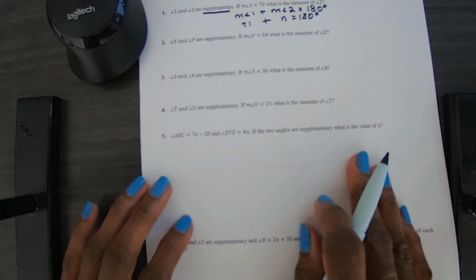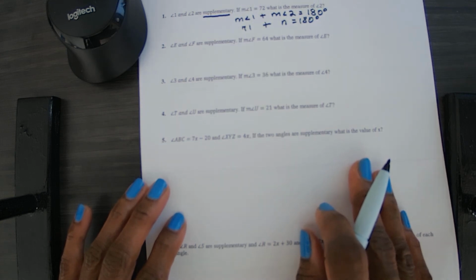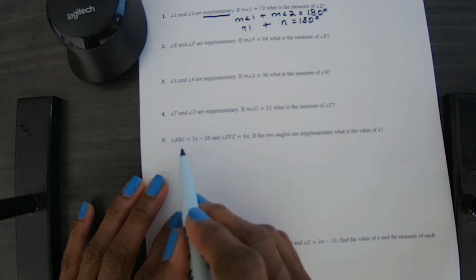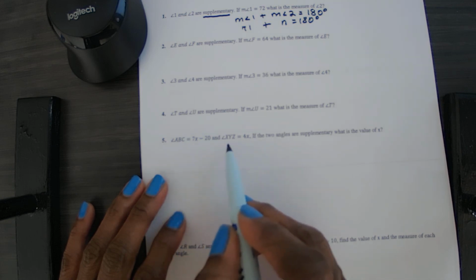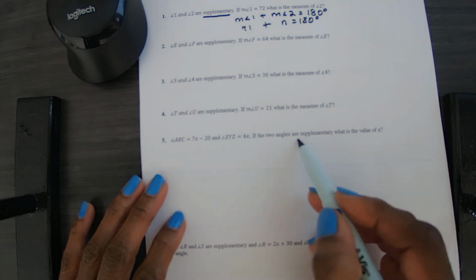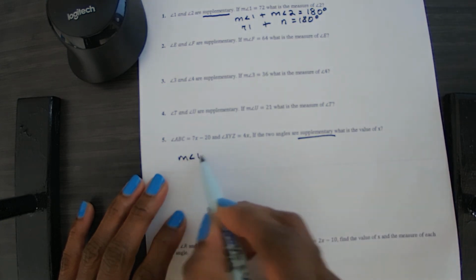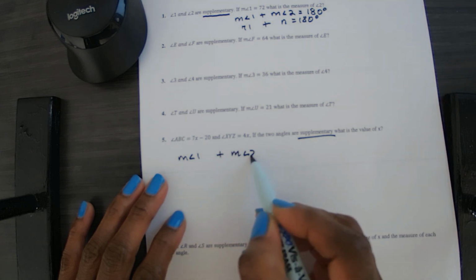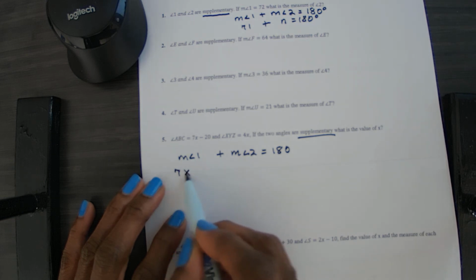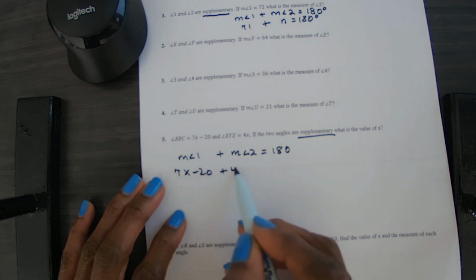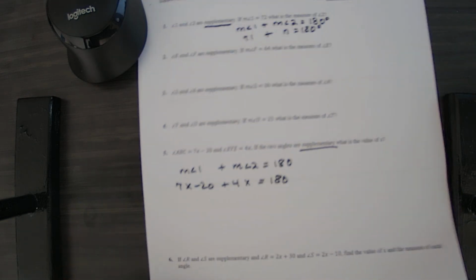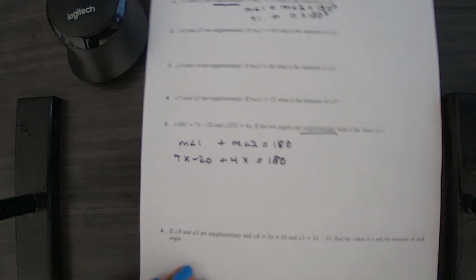Here you're going to have one on number 5 that you're actually going to set up. When they say the measure of angle ABC is 7x minus 20 and angle XYZ is 4x, and they are supplementary, the measure of angle 1 plus the measure of angle 2 is going to be equal to 180 degrees. And that's simply how you're going to do this.